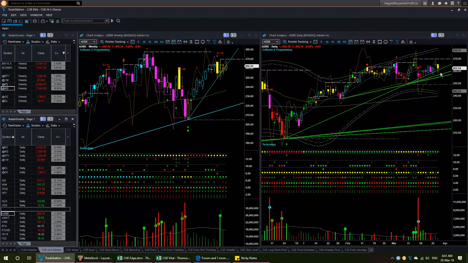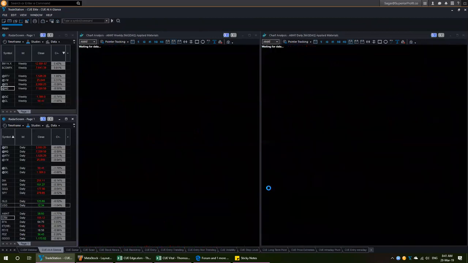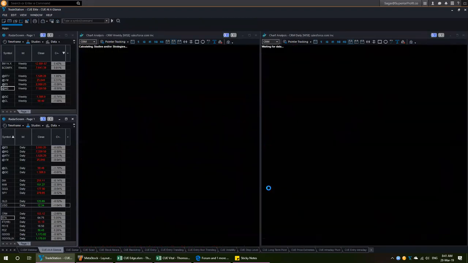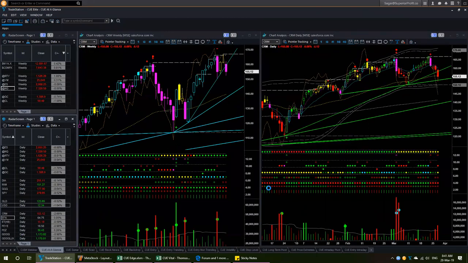Adobe, it is having daily memory support. However, the candle shape is indecisive. Not going to consider buying that. AMAT, magenta color in daily. Not going to buy that. CRM, red traffic light in daily, though it has memory support. I'm not going to buy that.